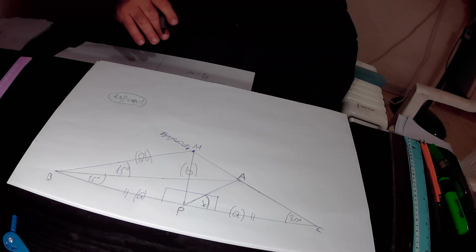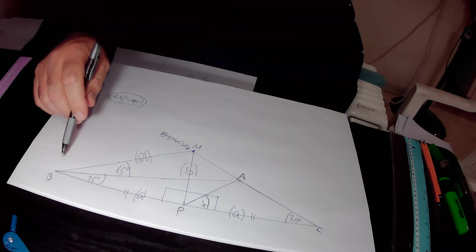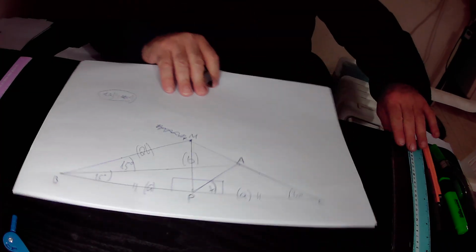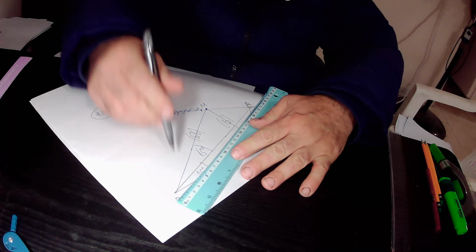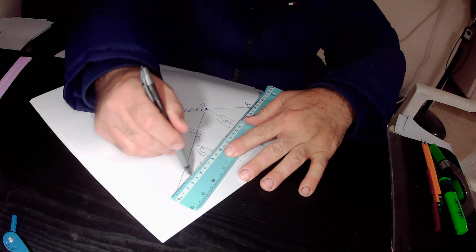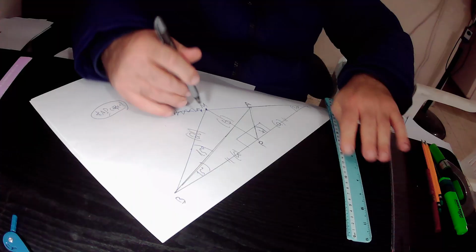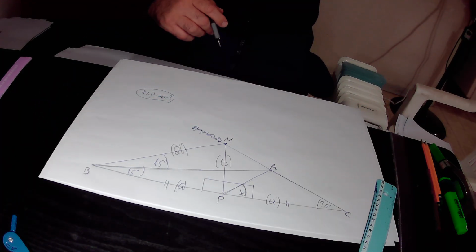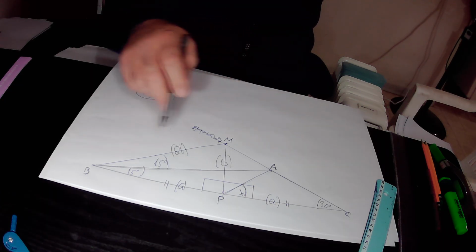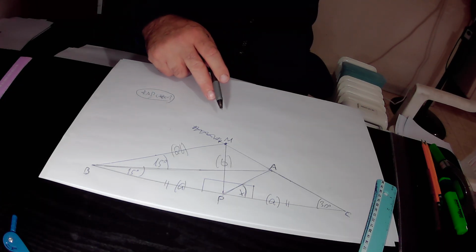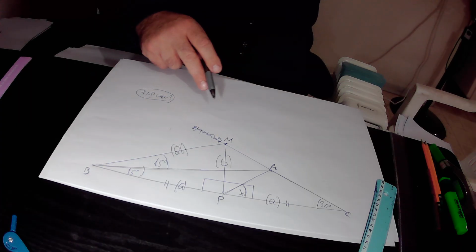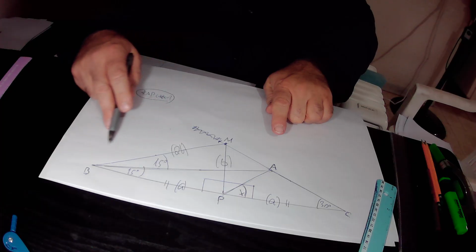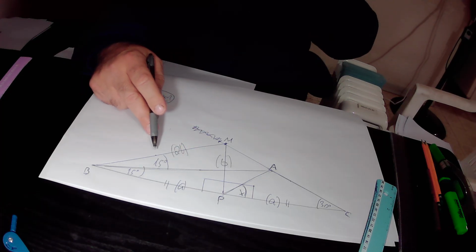In the next step, we'll focus on this associated triangle BMC. In this associated triangle BMC, line segment AB is the angle bisector of angle MBC. Why? Because line segment AB bisects angle MBC into two halves, each half equal to 15 degrees in size.